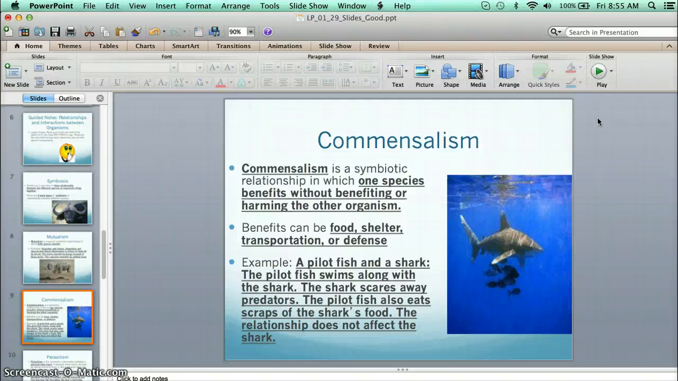However, the relationship does not affect the shark at all. The shark doesn't want to eat the fish. It's not really interested in the fish. The relationship does nothing to the shark. It doesn't harm it, and it doesn't benefit it.